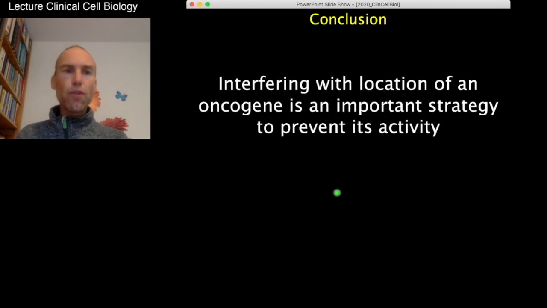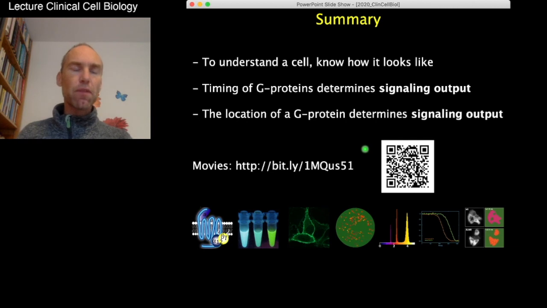So the conclusion from this story is that interfering with the location of an oncogene, so instead of what you would normally do, interfering with the activity, is an important strategy to prevent the activity. So changing the location can be a good strategy instead of inhibiting the activity. And of course, this is quite a new concept in this field.